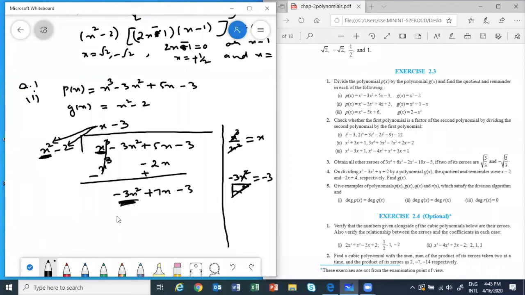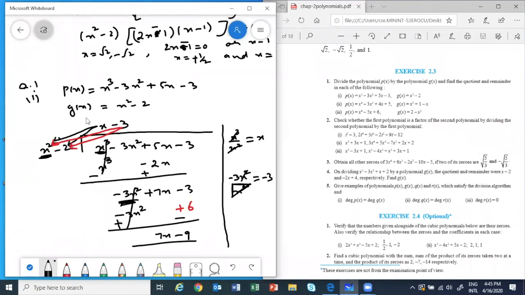Now minus 3 into x square will give you minus 3x square. See what I am doing. Now I multiply this minus 3 with x square and minus 3 with minus 2. So what will happen? Minus 3x square plus 6. Change the signs because we subtract. What happens? This one goes. We are left with 7x minus 9. Clear?